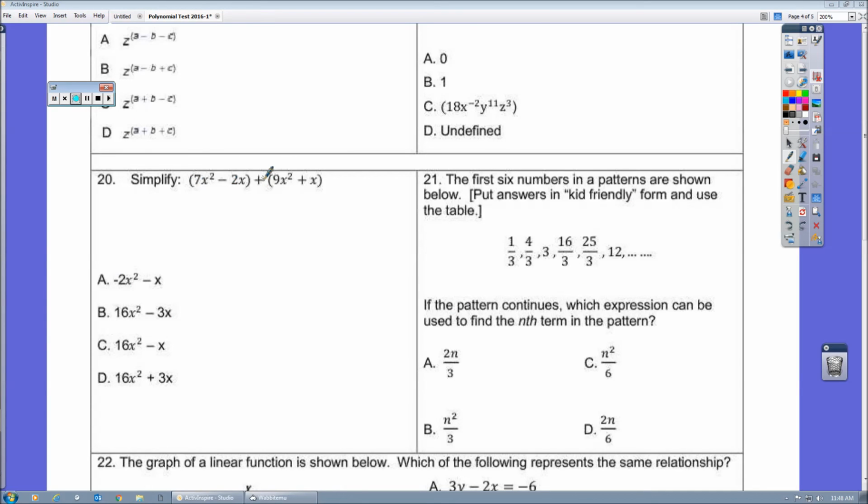20. Simplify. We're adding. We're good to go. We'll put x squareds with x squareds. 9 plus 7. That'll give me 16 of those x squareds. -2 plus 1 is -1 x. So match it up. Our letter C is the answer.